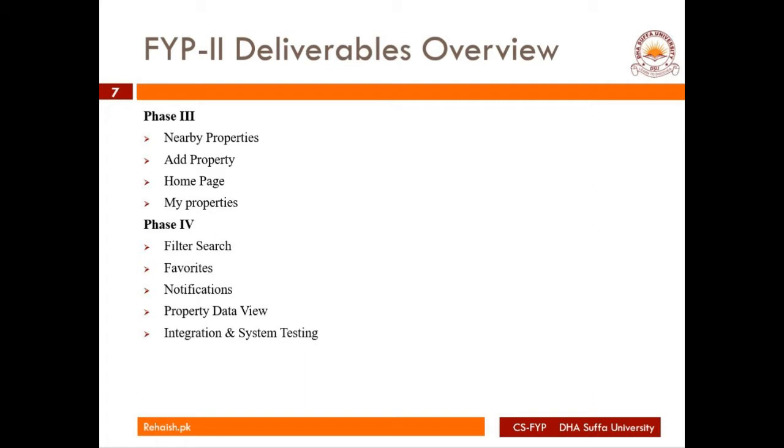FYP2 deliverables consist of the remaining two phases. In phase 3, we are currently covering nearby properties, where a user will be notified of different nearby properties that will be shown on his Google Map and his account, and vacant properties that he can buy, stuff like that. Then we have add property, the same module that we worked on in the earlier phases, but since it was a big module, we had to break it into different parts, and we had to work on it in this semester as well. Then we have the home page, where all the different properties and pictures will be displayed, and we have my properties.